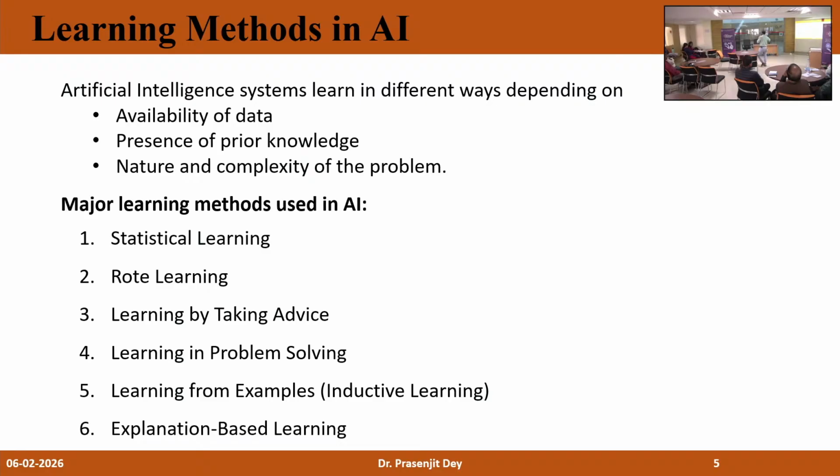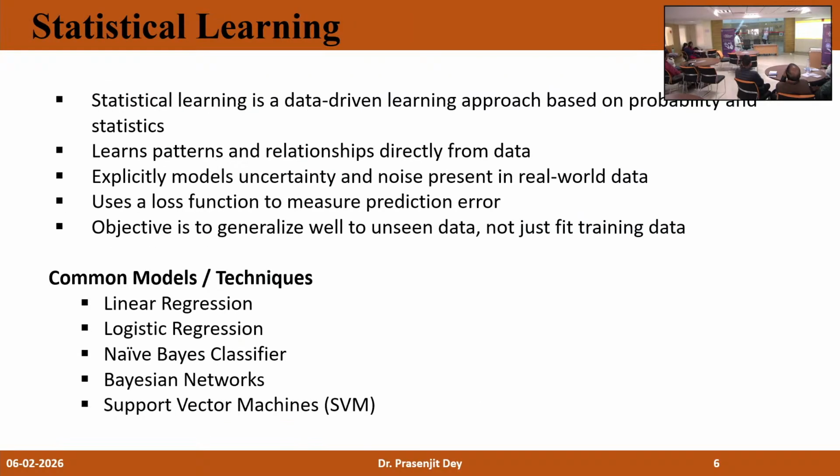So can we use that type of concept to learn something? Let us see. Statistical learning is always data driven. If you do not have any data, you cannot come up with any statistical decision. So statistical learning is a data driven learning approach based on probability and statistics.